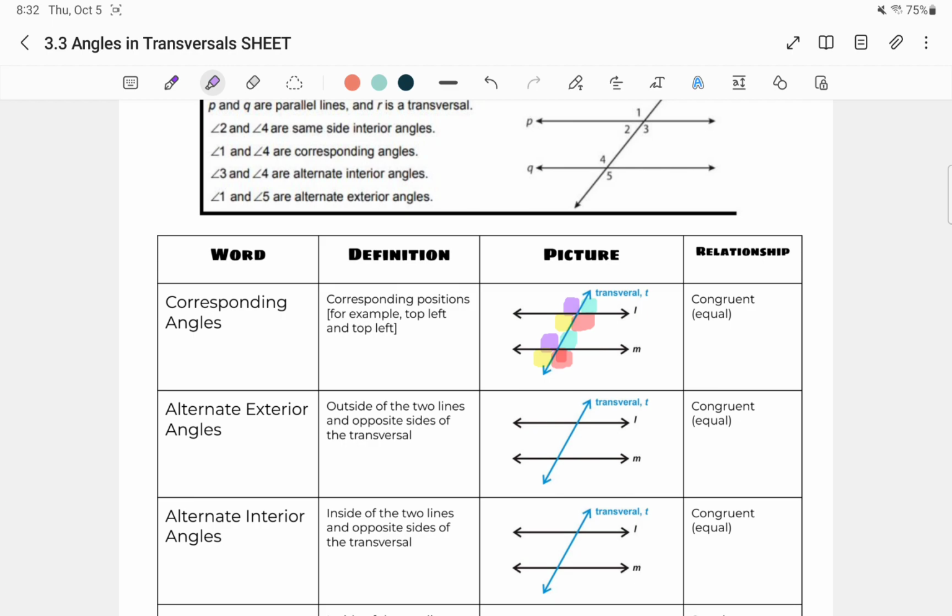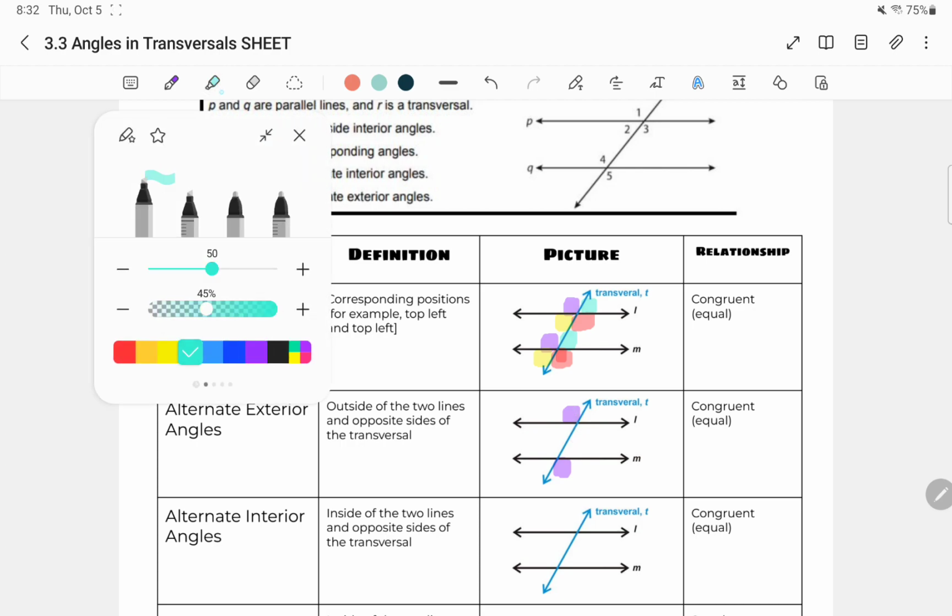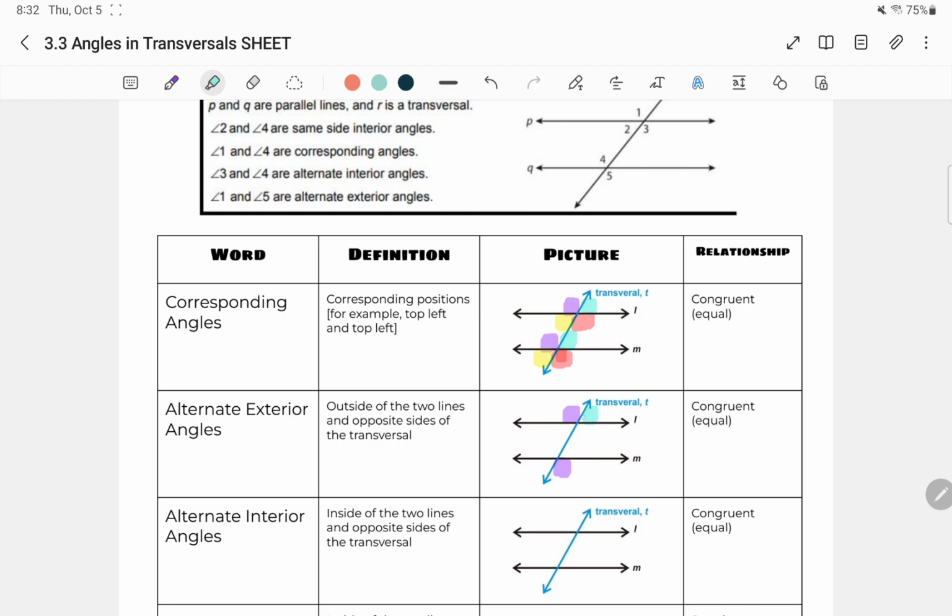So for alternate exterior, those are going to be outside of the 2 parallel lines and on opposite sides of the transversal. So this angle and this angle, they're alternate exterior. Again, they're on the outside of the 2 parallel lines and they're on opposite sides of the transversal. So this angle here and this angle here are also alternate exterior angles, and those are congruent to each other.